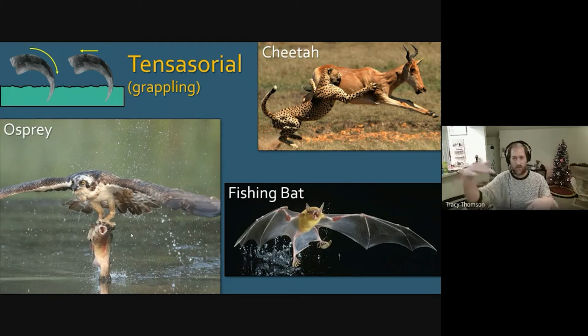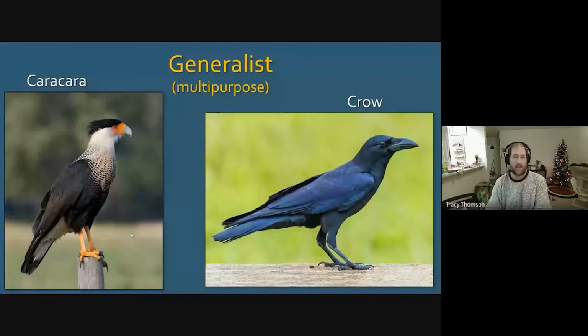They will swoop down over the ponds and run their claws through the water, grappling and grabbing fish and insects off the surface and scooping them up into their mouths as they fly away. And they fish for things like that. So that's really cool. And then I did have a generalist category.